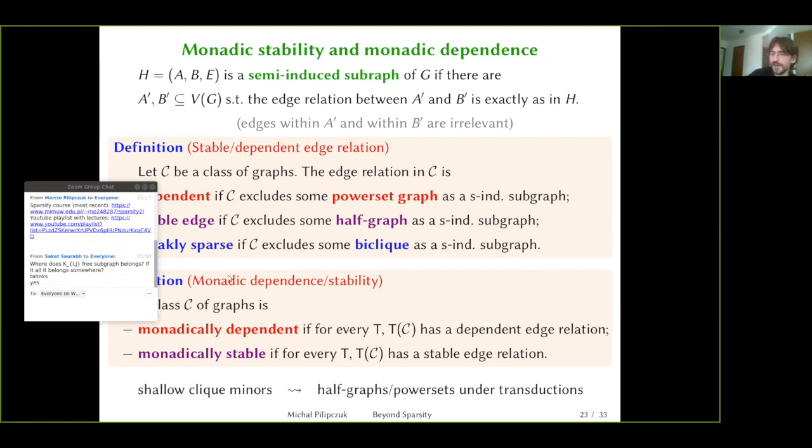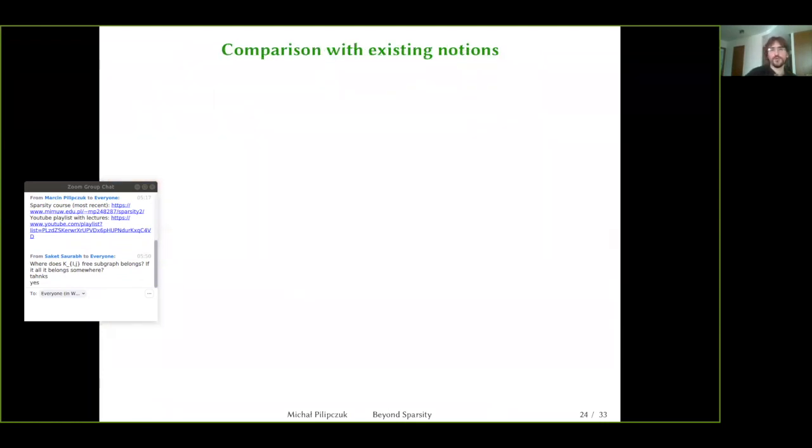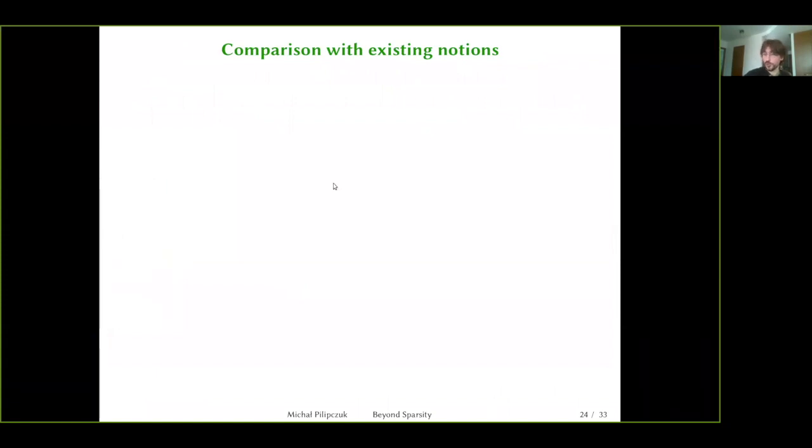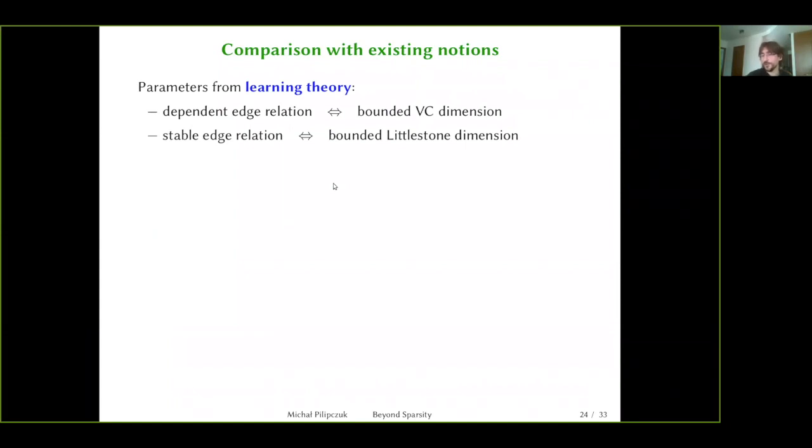Yeah, good. Are there any questions at this point? Good. Let's go further. So we have now two good notions of good structure in graphs. We can compare them to some other notions. For instance, in learning theory, these notions of dependent edge relation and stable edge relation were actually already studied. Dependent edge relation is essentially the same as bounding the VC dimension of a graph. And stable edge relation was in the 80s defined as so-called bounded Littlestone dimension.